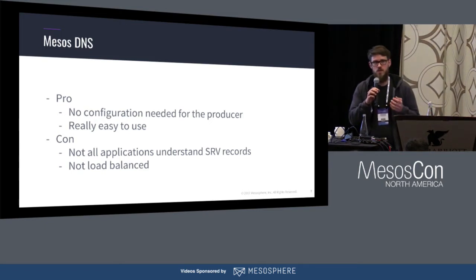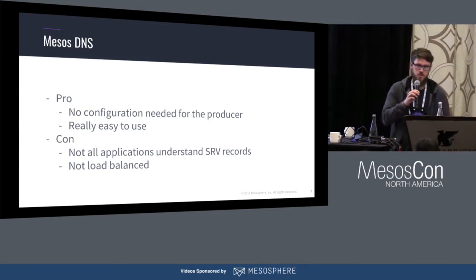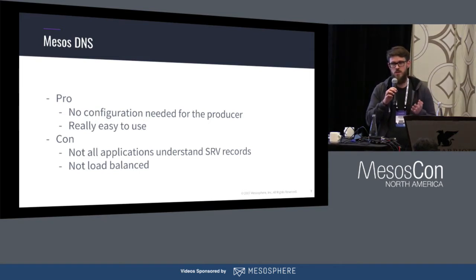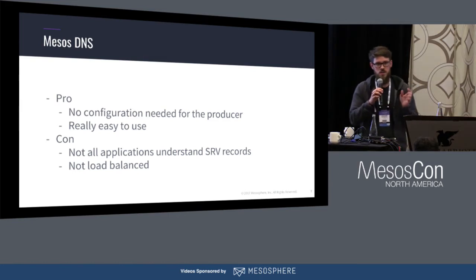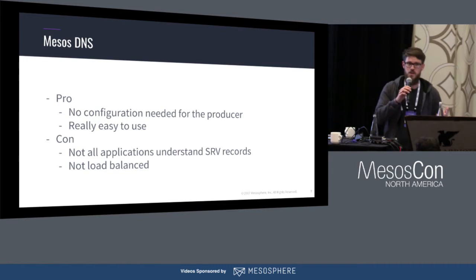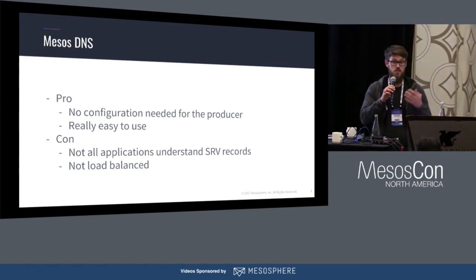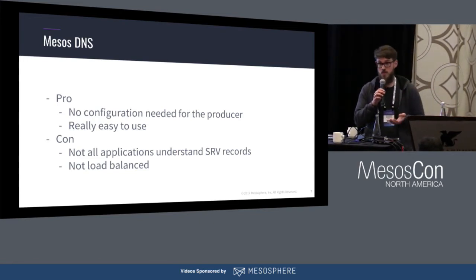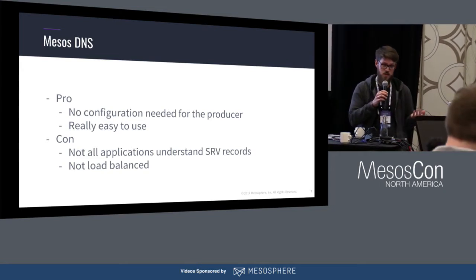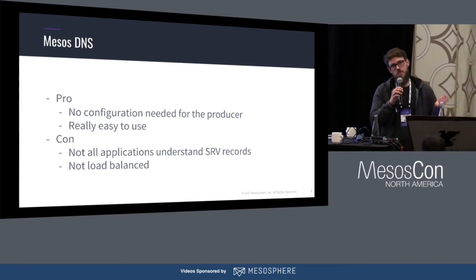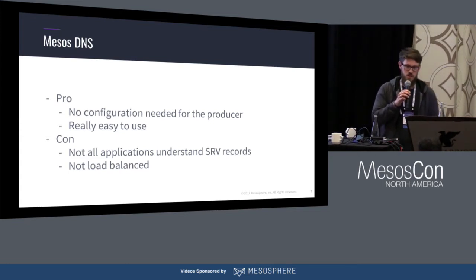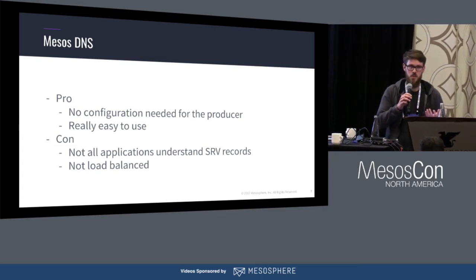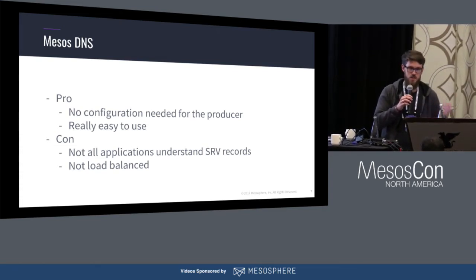When you launch a task in Marathon, you get a proper DNS name for the task and all running services for it. But this is done via SRV records, so DNS SRV records. This is really easy for the producer of a service because you don't have to configure anything in your Marathon applications. It's just there when Mesos DNS is running. But the downside is that only a few applications can handle those SRV records, and it's not really load balanced, so you need to connect all those together on your own.